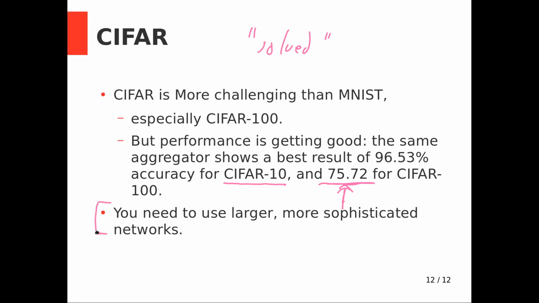Because it's more complicated, though, you need to use larger, much more sophisticated networks, right? You can't get away with 3 dense layers and expect to see any kind of decent performance. You're going to have to use a much deeper, much more sophisticated architecture. All right? And we haven't talked about those. We'll talk about those later, right? We'll talk about the kind of network that can potentially train well on Cifar later.